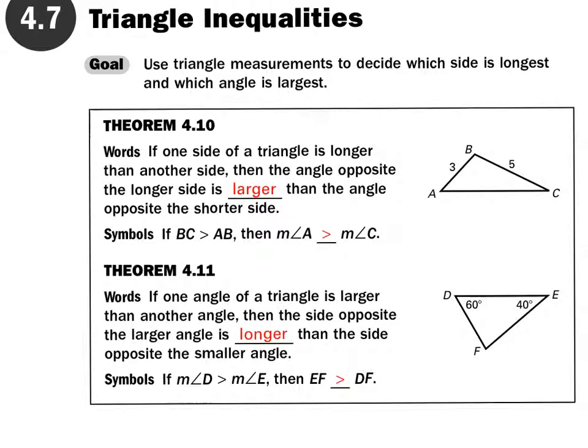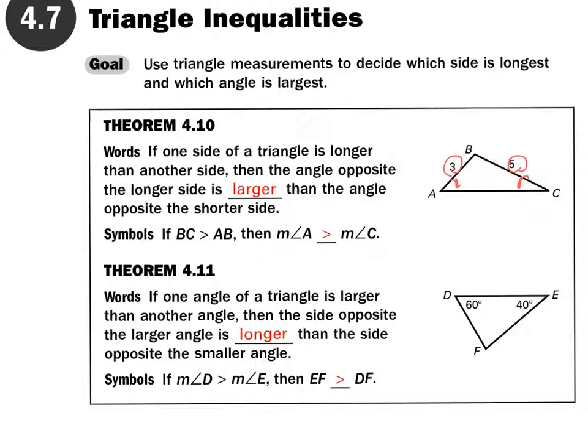It says that if one side of a triangle is longer than another side, then the angle opposite of the longer side is larger than the angle opposite of the shorter side. So it's much easier to look at this graph on the right. Look, BC is 5 and AB is 3. And the corresponding angle to segment BC is angle A. So that angle A has to be larger than angle C, which is the corresponding angle to the line AB.